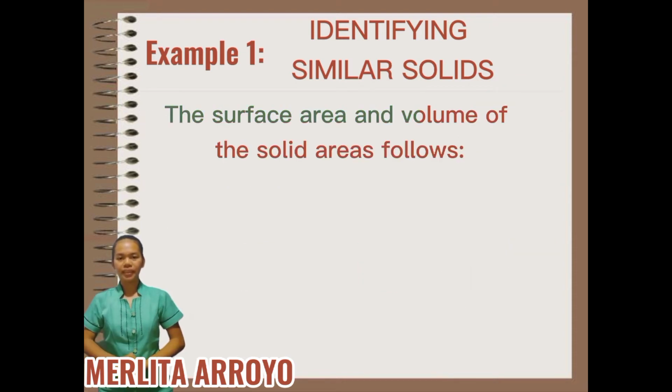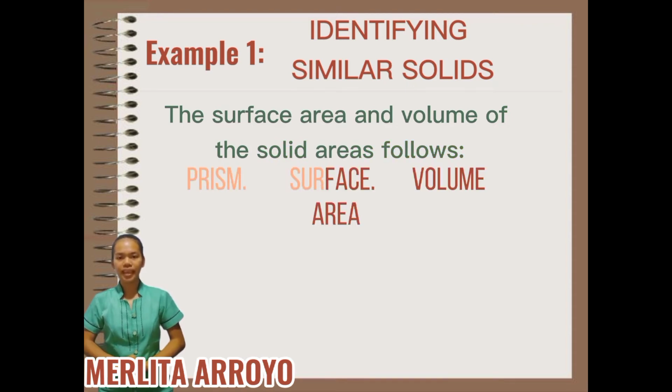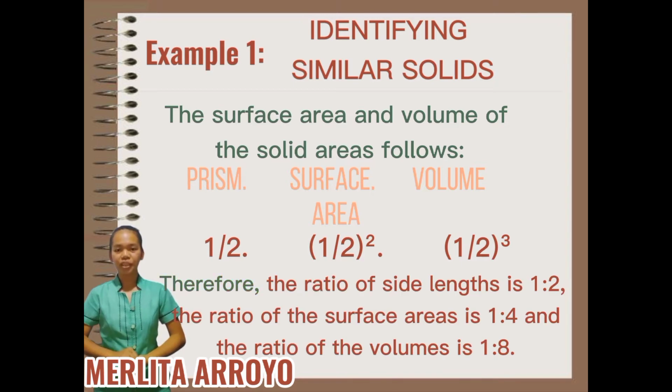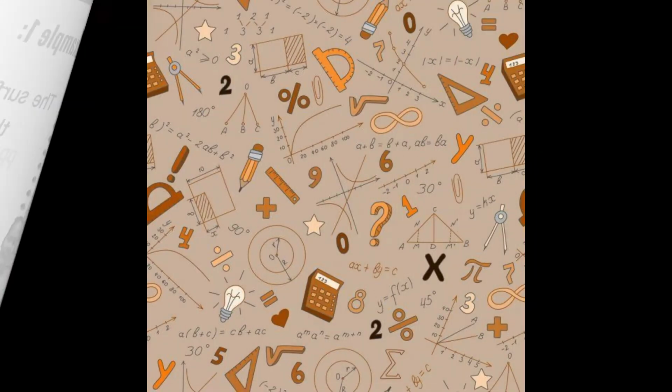Moreover, the surface area and volume of the solid are as follows. Prism: the scale factor is 1/2, the surface area is 1/2 squared, which is 1/4, and the volume is 1/2 cubed, which is 1/8. Therefore, the ratio of the side lengths is 1:2, the ratio of the surface areas is 1:4, and the ratio of the volumes is 1:8.